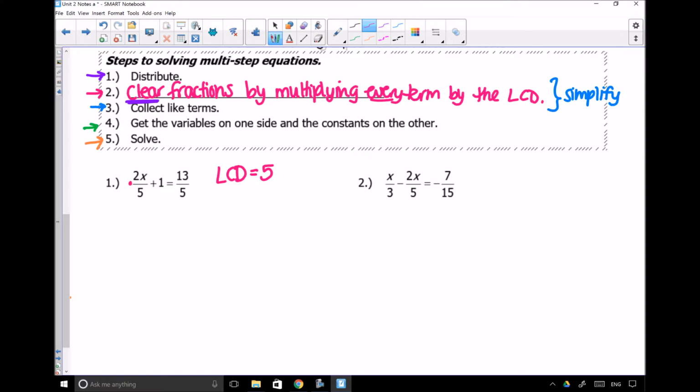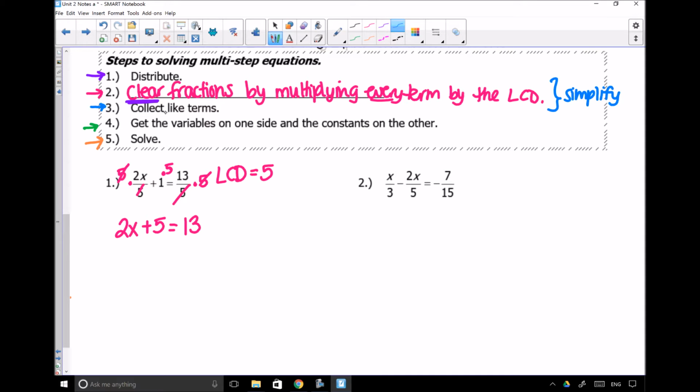So right here, I'm going to write times 5 here, times 5 here, and times 5 here. Well, this 5 and this 5 I know will cancel out, so all I have left over is just 2x. And then 1 times 5 is positive 5, so I'm going to write plus 5. And then this 5 and this 5 cancel each other out, so I end up getting 13. Okay, now that I've done that, the rest of my equation is easy to solve. I've cleared my fractions, it's so much easier to solve.